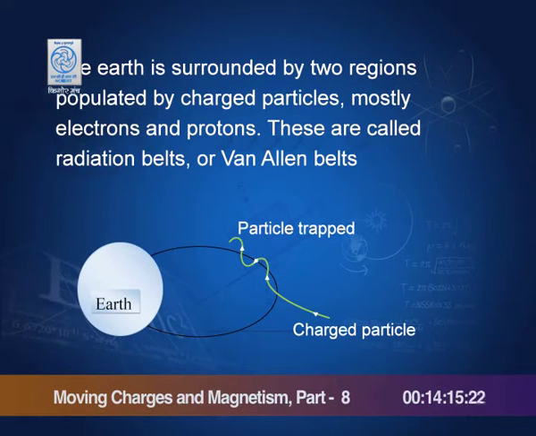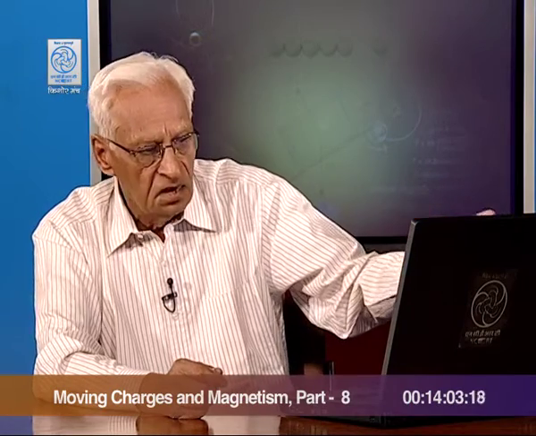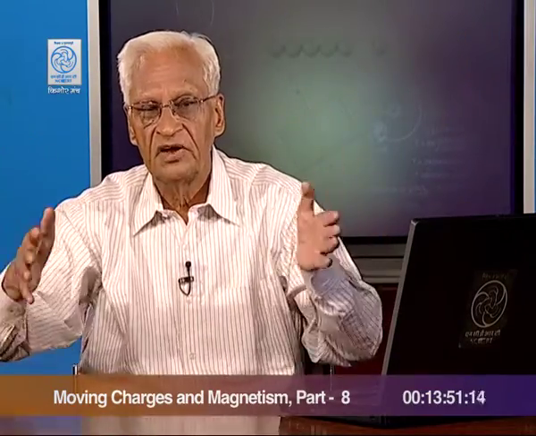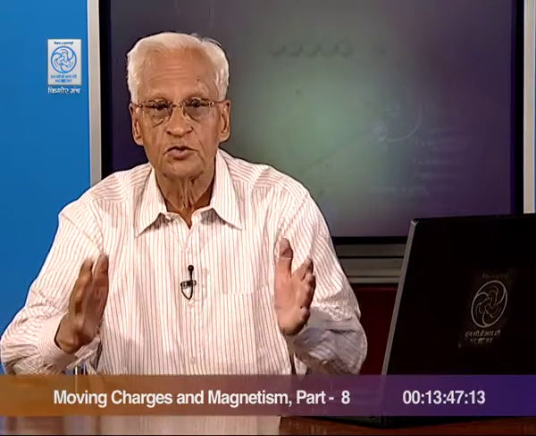The earth is surrounded by two regions populated by charged particles, mostly electrons and protons. These are called radiation belts or Van Allen belts. I think those of you who are interested in space physics would have by this time learnt about these Van Allen belts. They were discovered by the scientist Van Allen, and he found that there are two regions surrounding the earth where there is a concentration of charged particles. These are known as two belts.